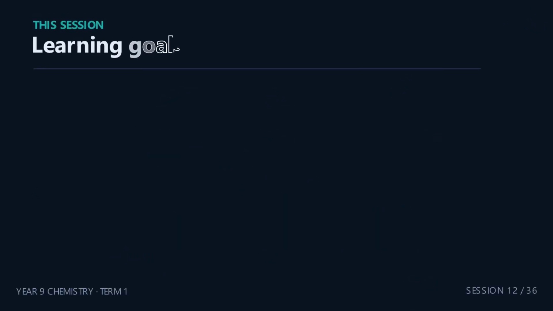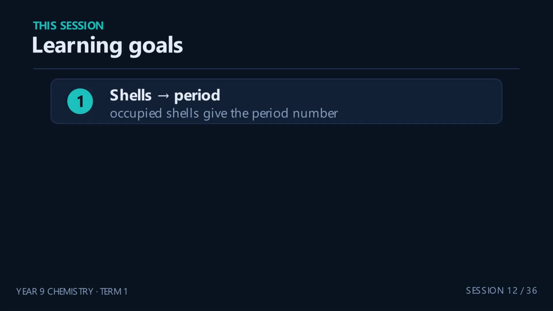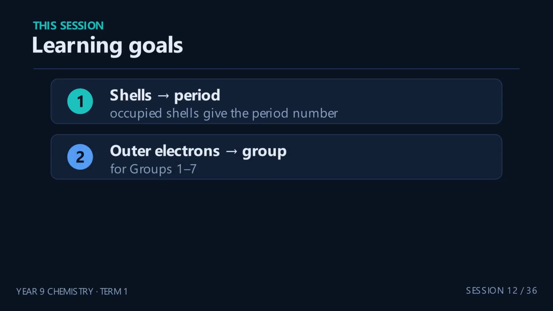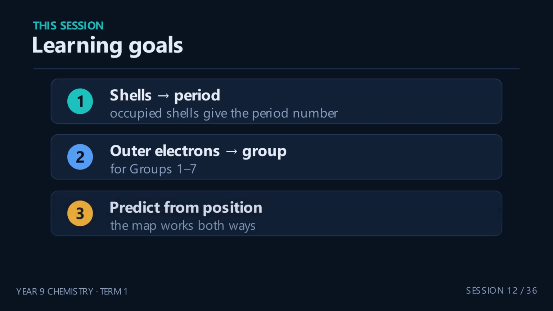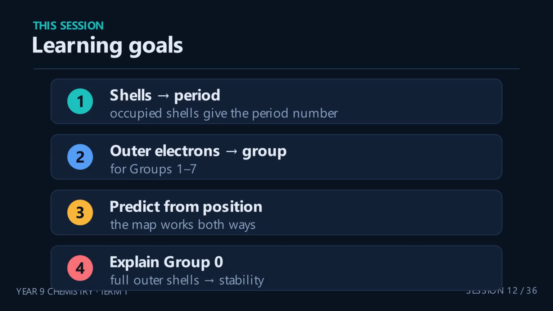Your 4 goals. First, link the number of occupied shells to the period number. Second, link outer electrons to the group number for groups 1 to 7. Third, predict configurations from a position on the table. And fourth, explain why group 0 elements are so stable.